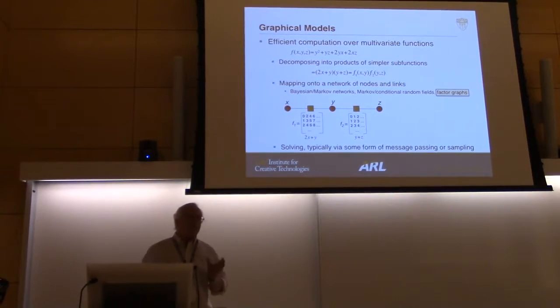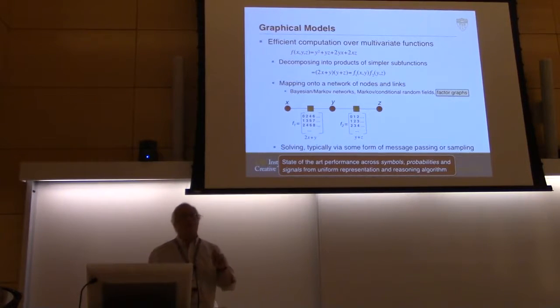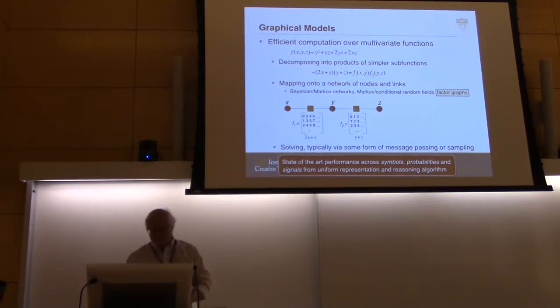And that's roughly what a graphical model is about. On the next slide, I'm going to tell you a little bit more. Well, let's see, before we get there, I keep getting ahead of myself. So the key thing here is we get state-of-the-art performance across symbols, probabilities, and signals, all from a uniform representation and processing algorithm. And that's what we're going to make use of to get functionally elegant intelligence.